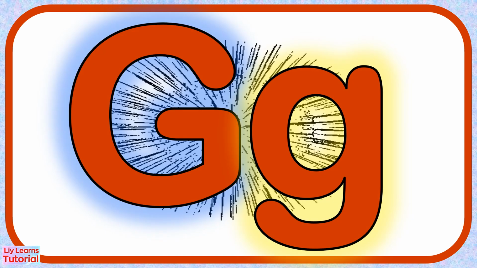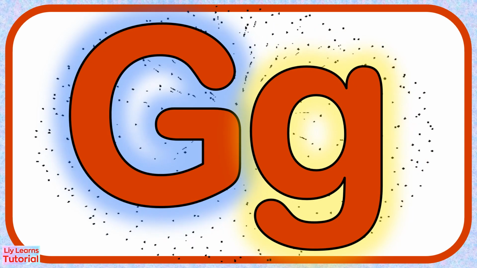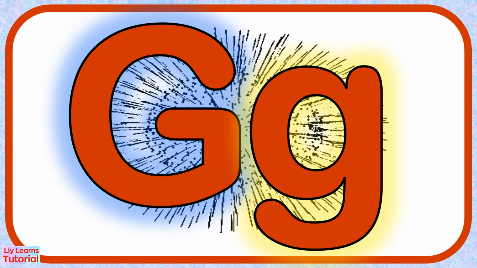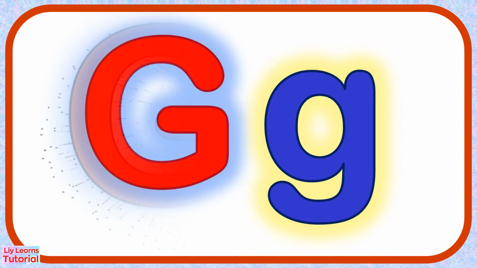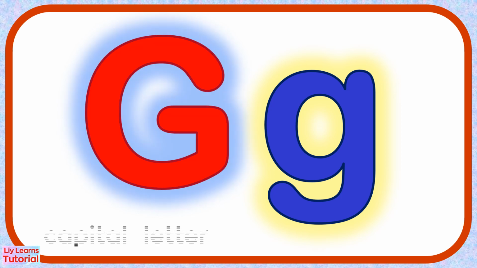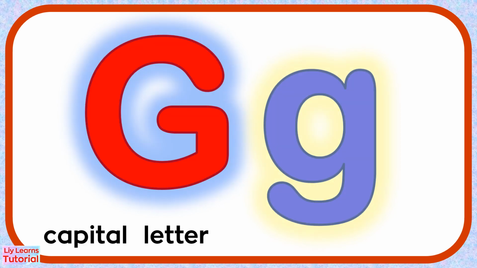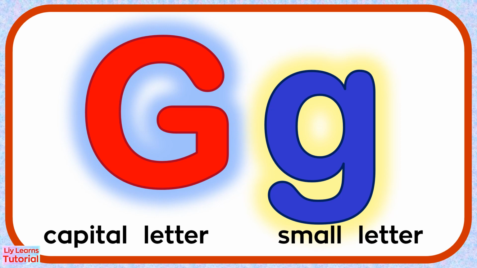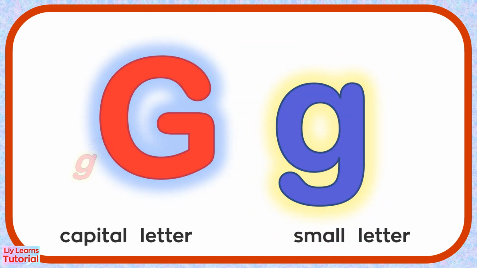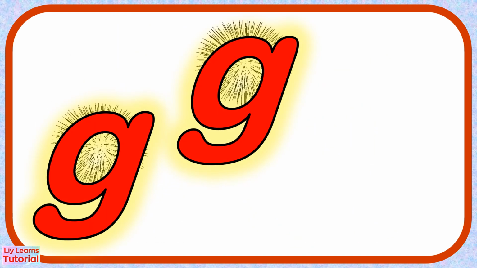Letter G. This is capital letter G and small letter g. The phonetic sound of letter G is G, G, G.